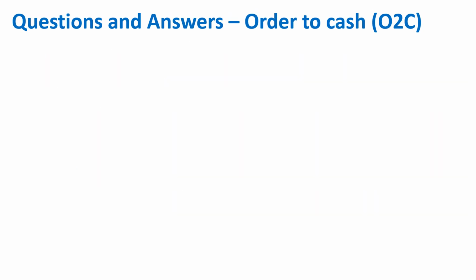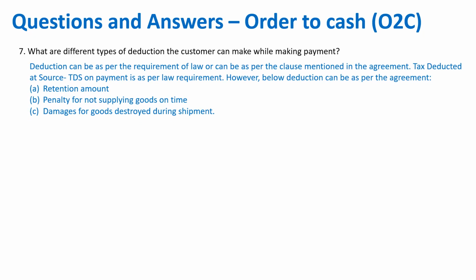Next question. What are the different types of deductions the customer can make while making payment? This is quite an interesting question, and in most interviews they ask this to understand whether you have knowledge about the deductions the customer can make from your payment. Deductions can be as per the requirement of law or as per a clause mentioned in the agreement. Certain deductions have to be as per the law requirement.